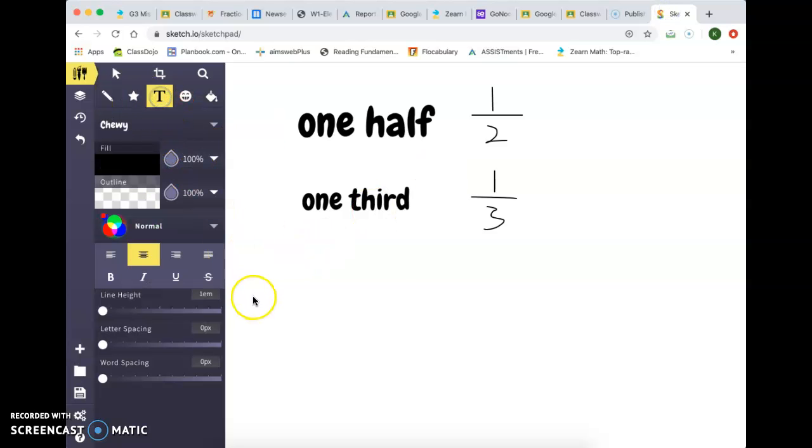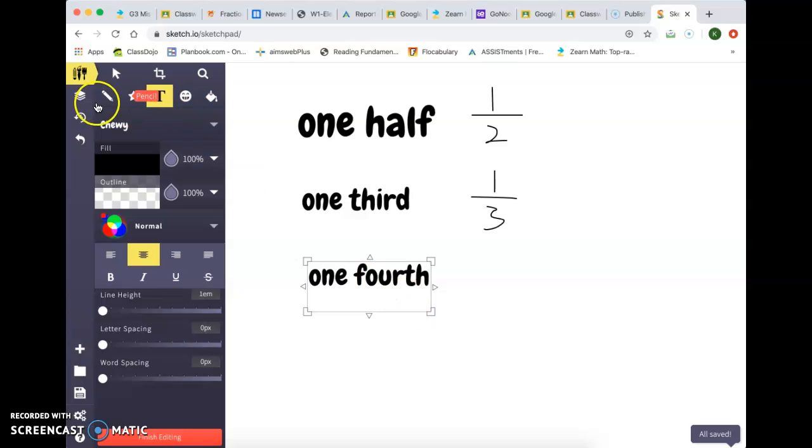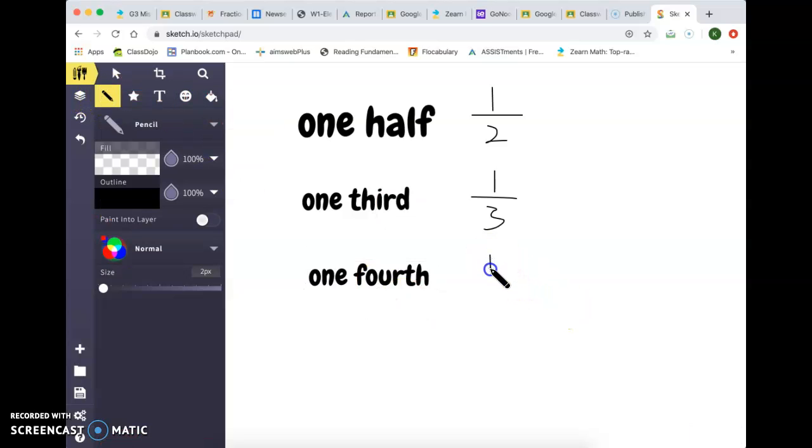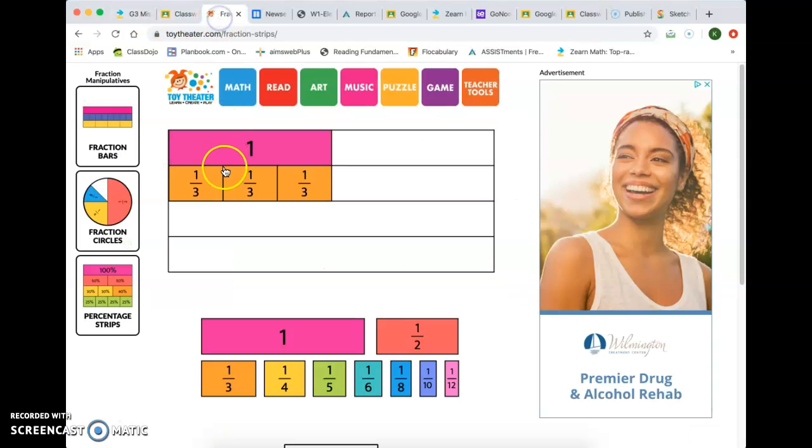He also says 1/4, which we would write as 1/4, which would look like 1, 2, 3, 4. It takes 4 fourths to make up one whole.